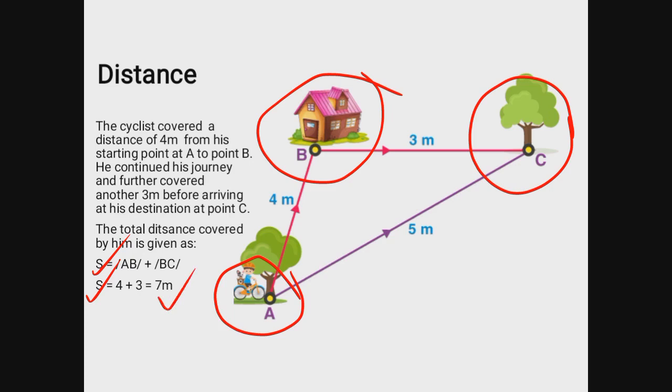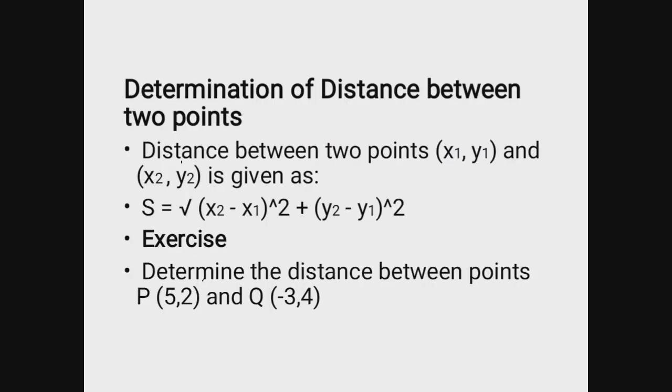Then a brilliant or a curious student will ask, what happened to line AC? Why is this not considered as part of the distance covered by the cyclist? Well, line AC is the displacement, it's not actually the distance, and that is what we shall be looking at under the next subtopic, which is displacement. But before we move to displacement, let's see how we can calculate distance between a body that is on a plane, that implies distance between 2 points, and distance between a body that is in space, that's distance between 3 points. I'll take us to the next slide.